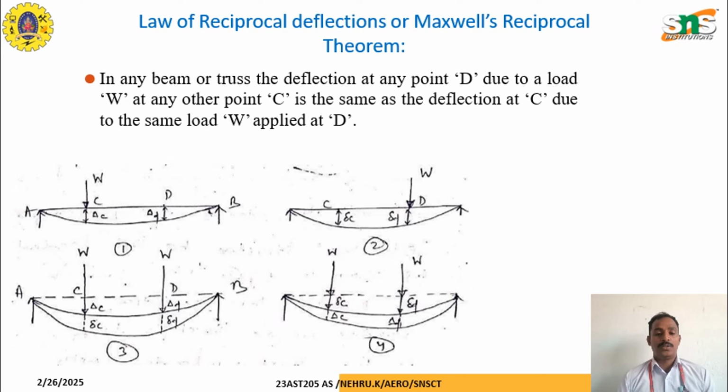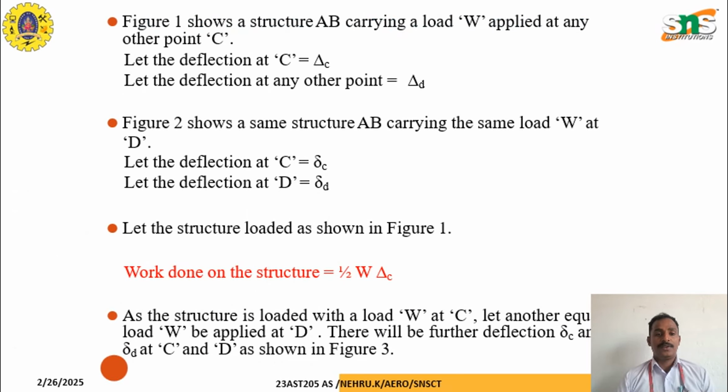If you interchange the load point and the deflection point, and calculate the deflection for the loaded point C and D, the same value will be obtained. So this can be repeated, or is reciprocal, between the load and the deflection. Figure 1 shows a structure AB carrying a load W applied at point C. The deflection at C will be delta C, and the deflection at any other point is delta D.